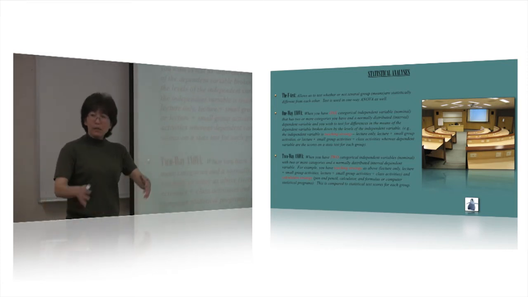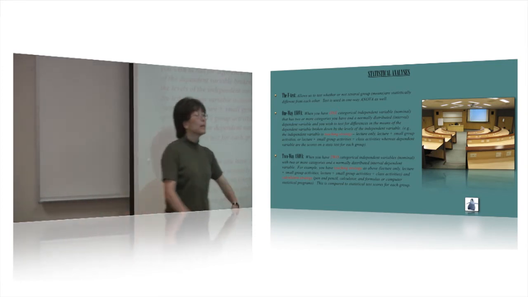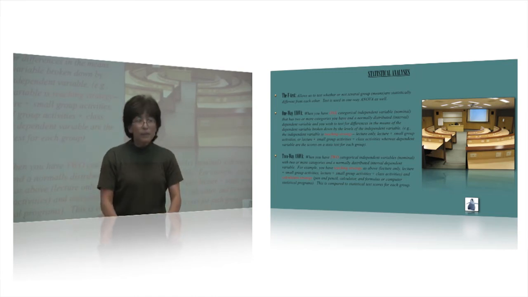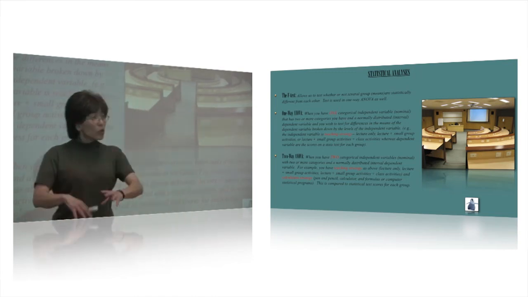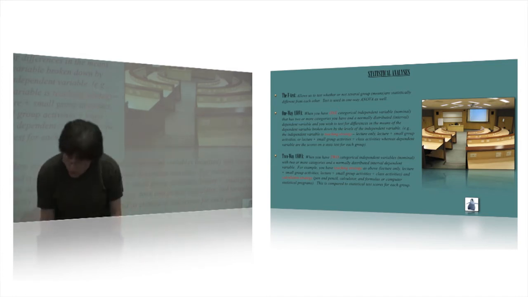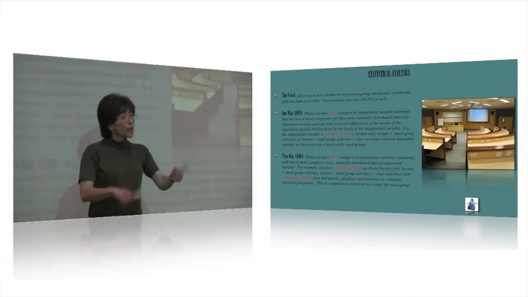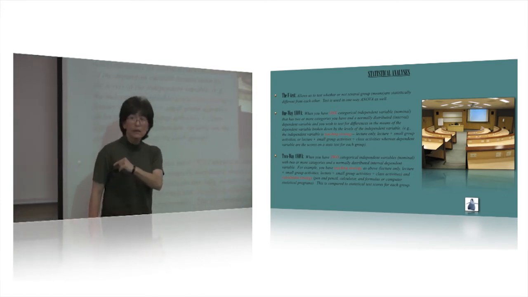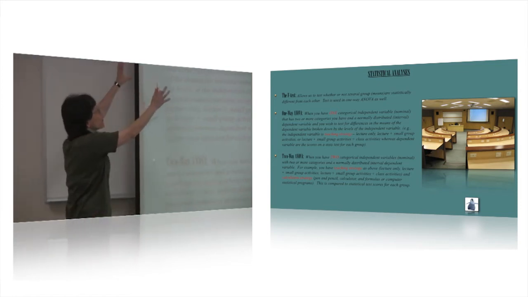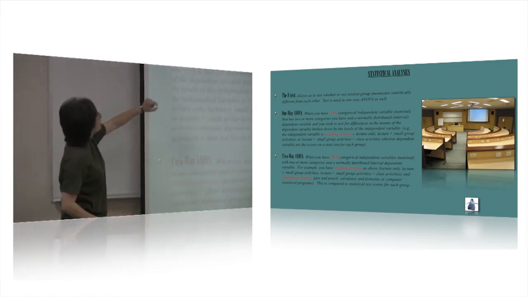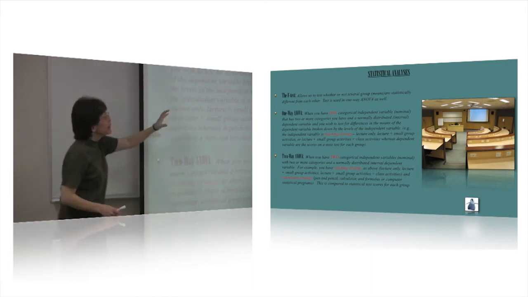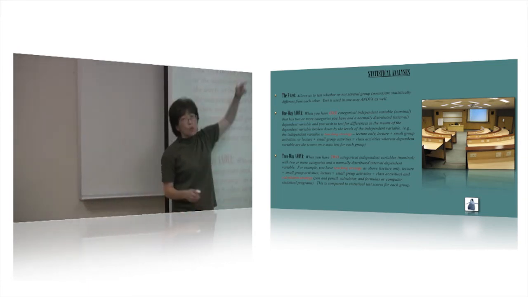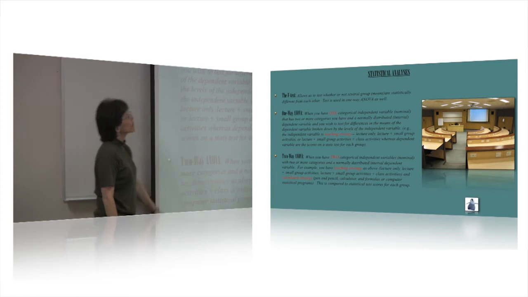So I have one class where it's all lecture, period, no activities. I have another class, lecture and small group activity. I have another class, lecture, small group activities, and whole group activity. And I see who does better in terms of the stat test, final performance. Make sense? So we have a category with two or more subcategories. I have teaching strategy, and I have one dependent variable, scores on the test. That's a one-way.